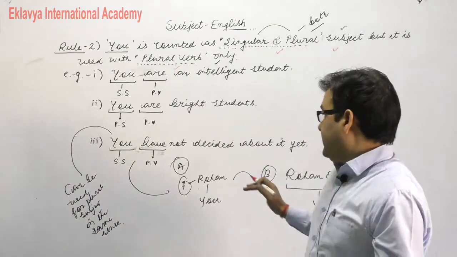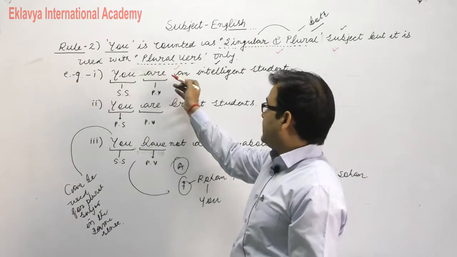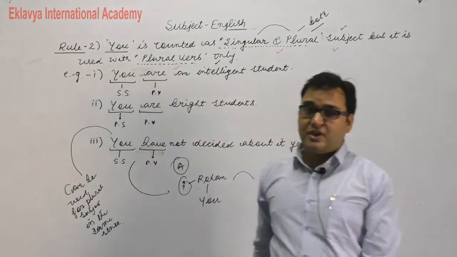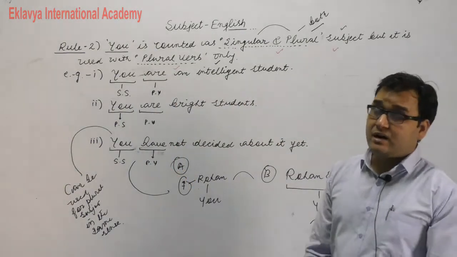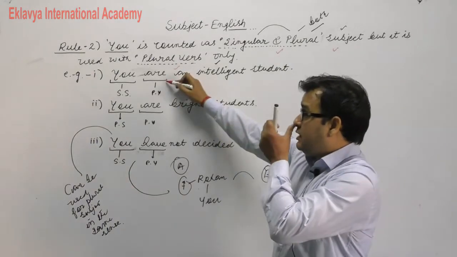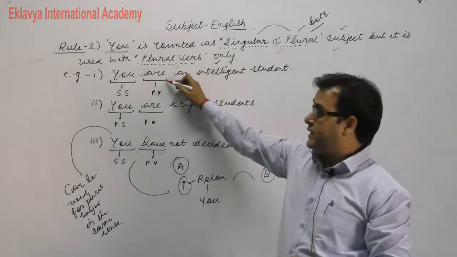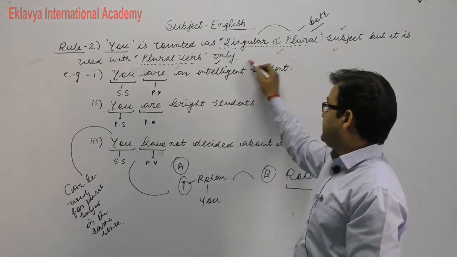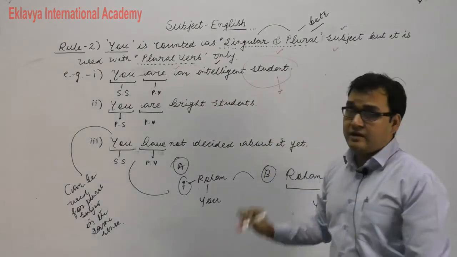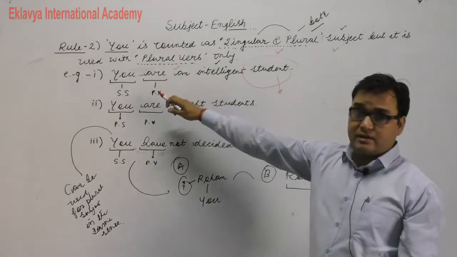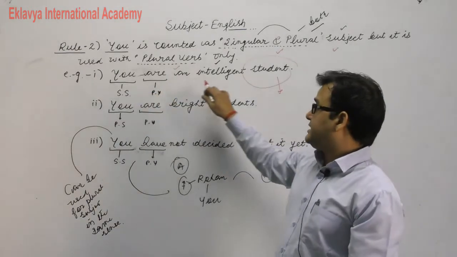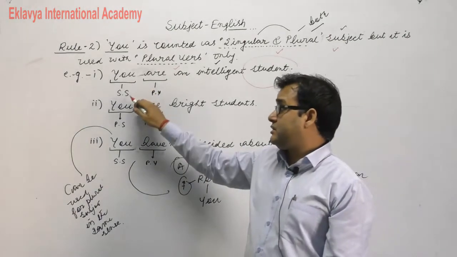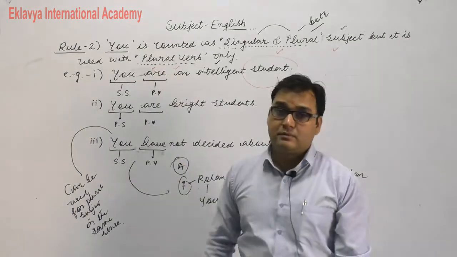Let's have example number first. You are an intelligent student. You cannot say that you is an intelligent student. You are an intelligent student because the plural verb like are is used with you. कि तुम एक intelligent student हो. Only a single student we have, so that's why the subject is singular. कि तुम एक intelligent student हो, एक हो. So that's why you is a singular subject, but the verb is plural.